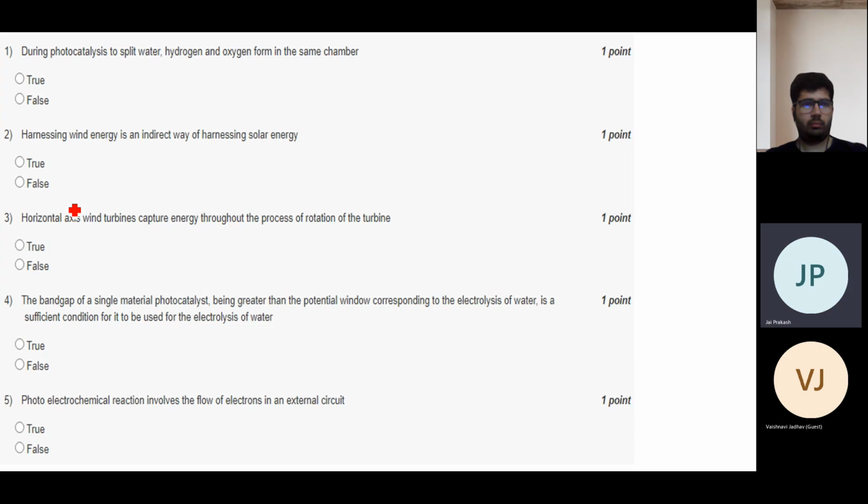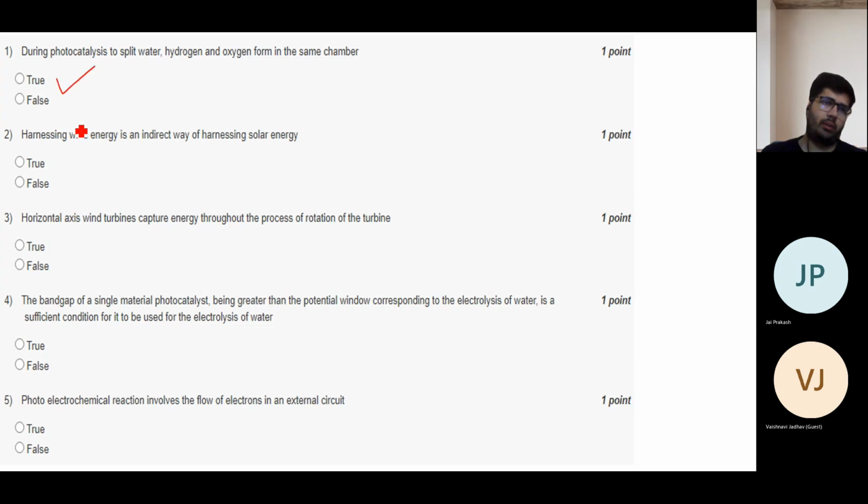First one is true, right? In the same chamber, there's no partition. Yeah, correct. They are in the same chamber because there is no partition, and thus we have the particles, the water and the solar light. So the water will split, and we will get hydrogen and oxygen. So the first one is true. Now the second question.